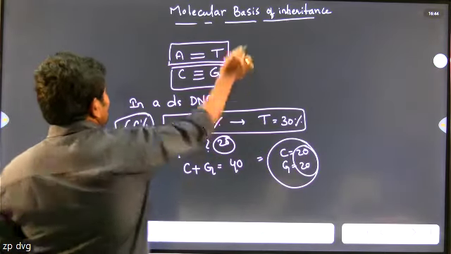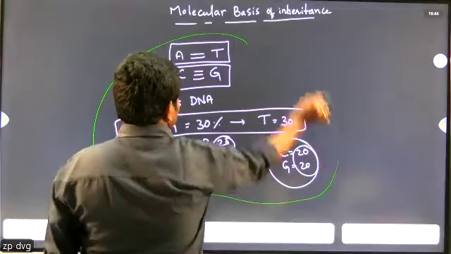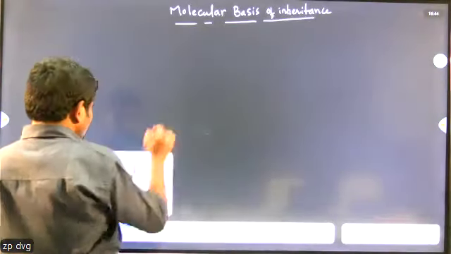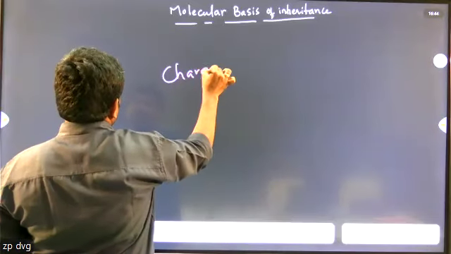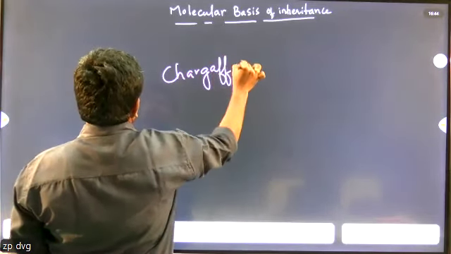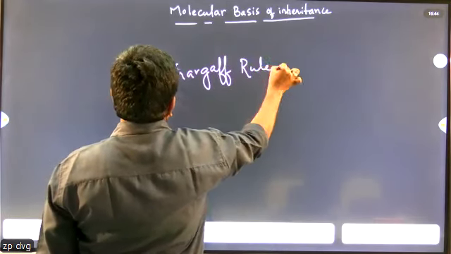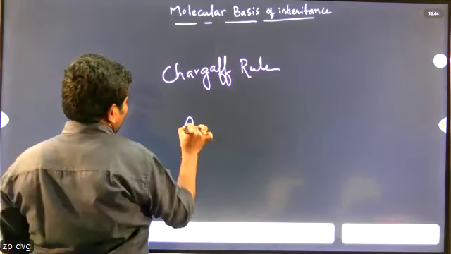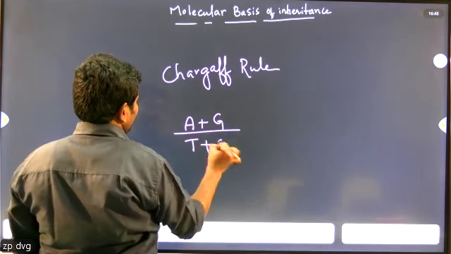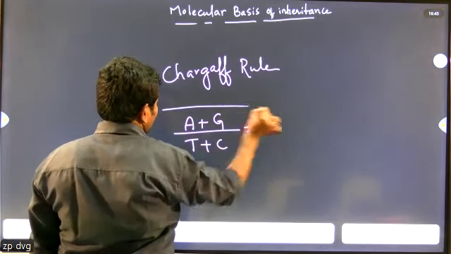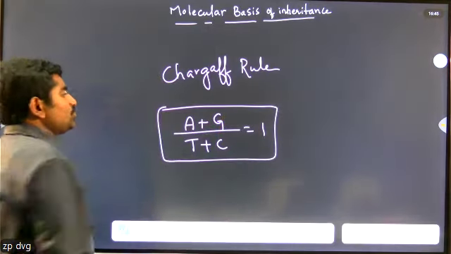According to the Chargaff rule, we will say this answer, right? The rule name is the Erwin Chargaff rule. So what is the rule of Erwin Chargaff? A plus G by T plus C equals 1. The ratio of purines and pyrimidines is always equal to 1.